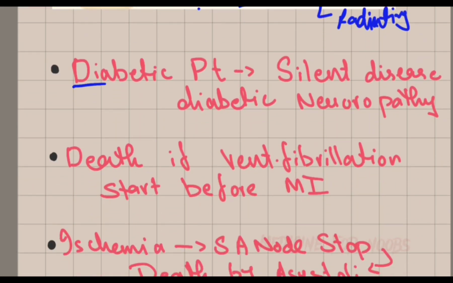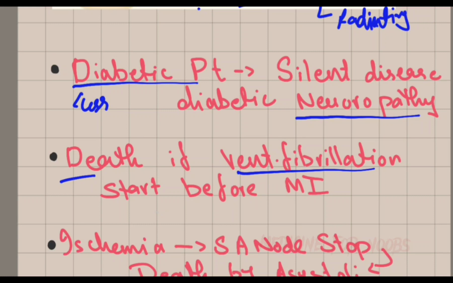Keep in mind that in diabetic patients, the disease is somewhat silent because diabetic neuropathy has destroyed the nervous system. That's why the patient does not experience as much pain, but it occurs in fewer people. Also, if due to the unstable angina, ventricular fibrillation starts, the patient may not go into MI and may die.